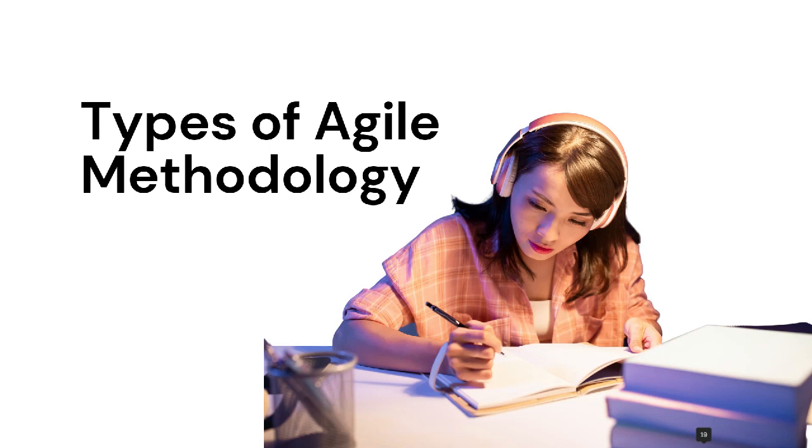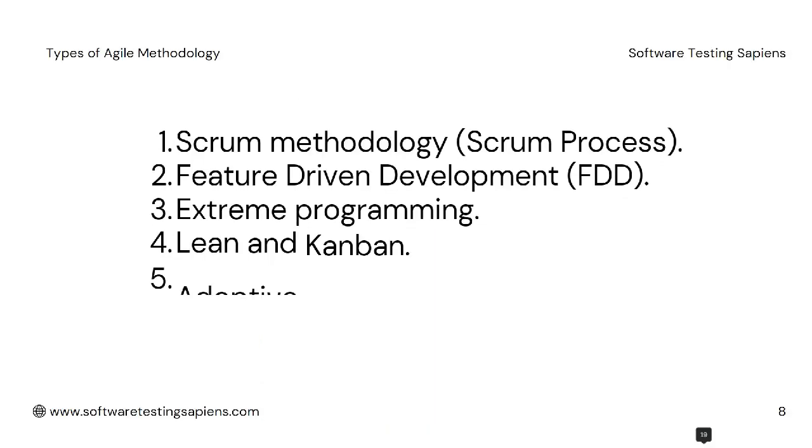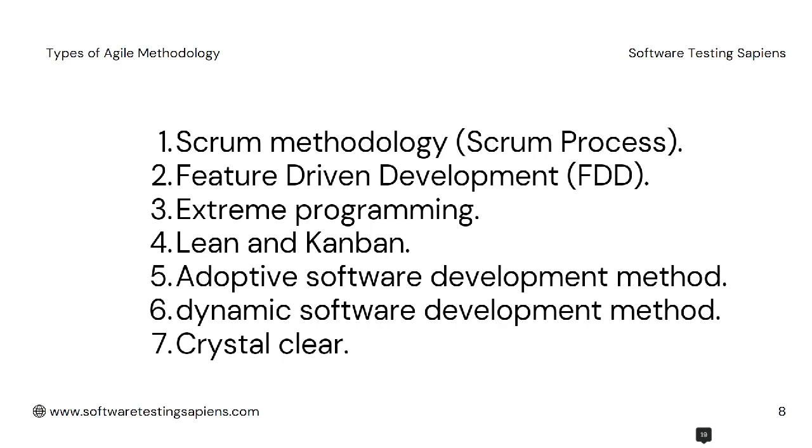Types of Agile methodology. There are 7 types of Agile methodologies. First one is Scrum methodology, which is also called the Scrum Process. Second, feature driven development, in short we call it FDD. Third, extreme programming. Fourth, lean and Kanban. Fifth, adaptive software development method, in short ASDM. Sixth, dynamic software development method, in short DSDM. Seventh, crystal clear.